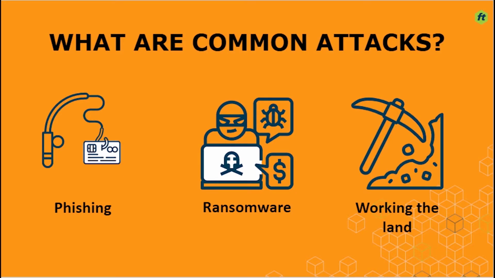So before we want to talk about preventing common attacks, we want to know what they are. The three most common types which organizations are privy to are phishing, ransomware, and then working the LAN. Working the LAN isn't mostly a common attack. It's basically what happens after that.